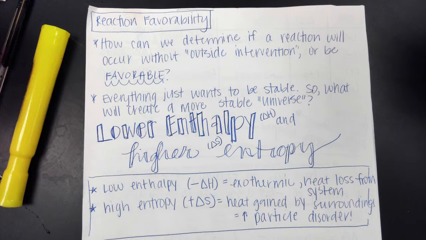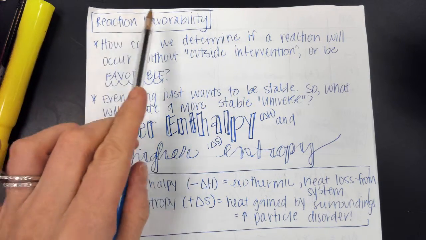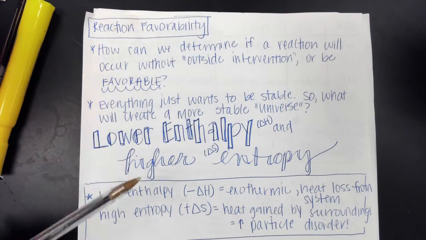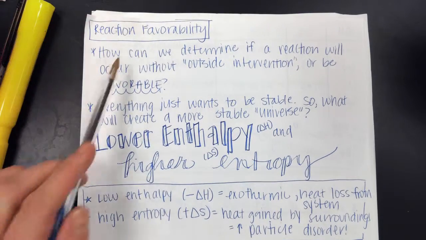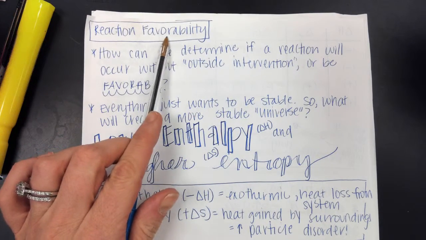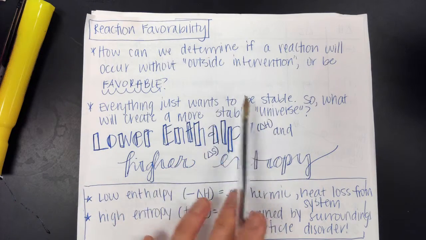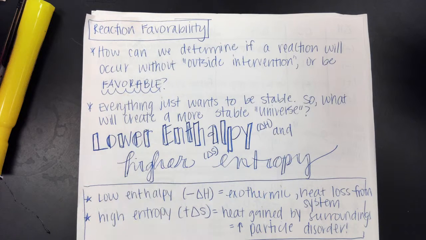Alright guys, this is just the second part of the same PowerPoint that is linked to today about reaction favorability, and it just digs a little deeper. Now that we understand what entropy is, now we can really talk about whether a reaction will be favorable or not. So how can we determine if a reaction will occur without outside intervention, or be favorable?